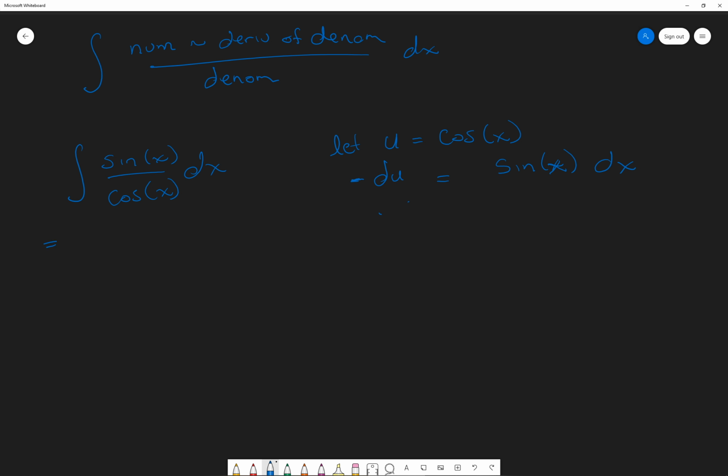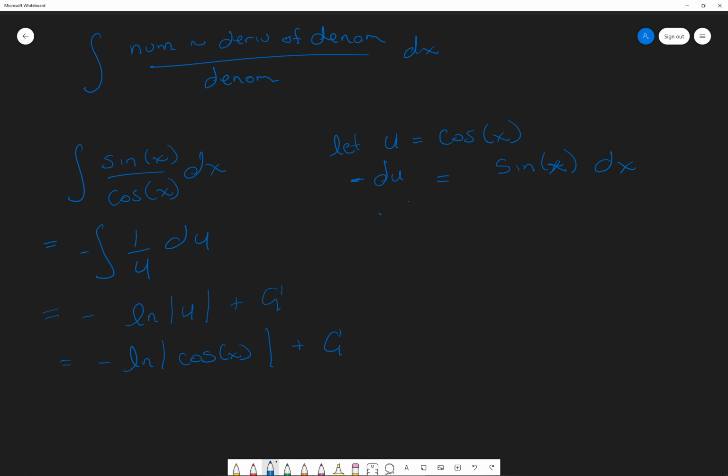So again, we have a negative du. I'll put the negative here, I'll put the du here, and then I have 1 over u. And we know this already. We can keep the negative, we'll say negative, and then this is ln of u plus c, right? And what's u? It's cos x. So this is negative ln of cos x plus c. Okay?